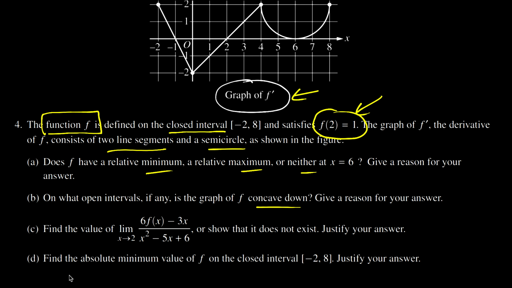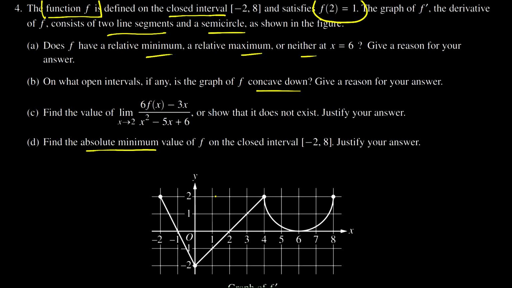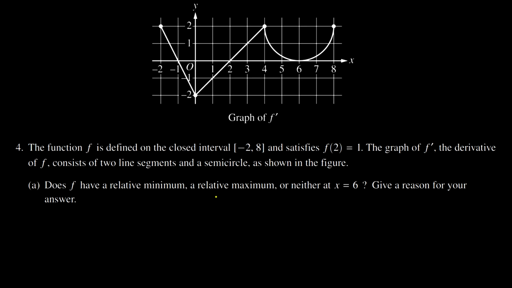And then part D, what I call the money question, they're looking at the absolute minimum. And we typically are thinking extreme value theorem when we talk about an absolute minimum. That means we'll probably have to apply the fundamental theorem of calculus because they're giving us f prime, not values of f. So let's go ahead and take a look at part A.